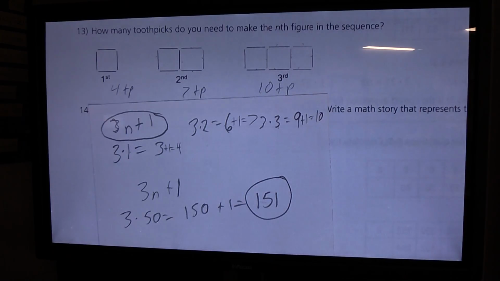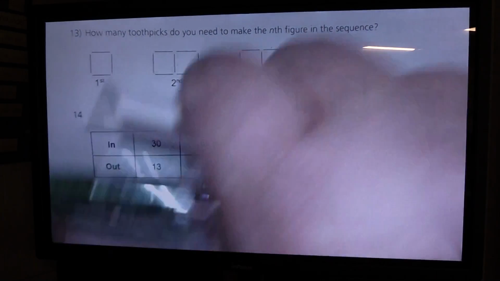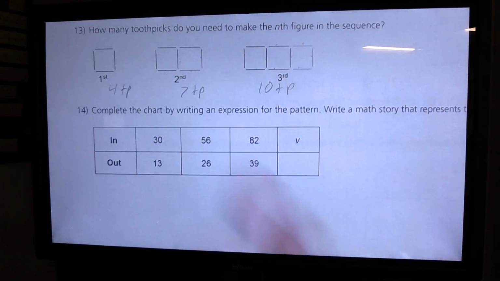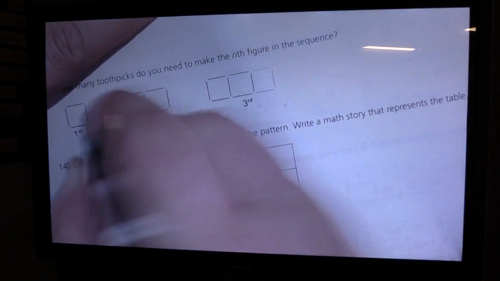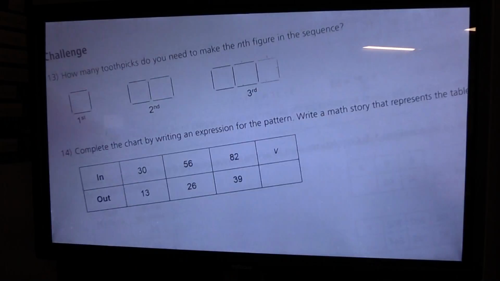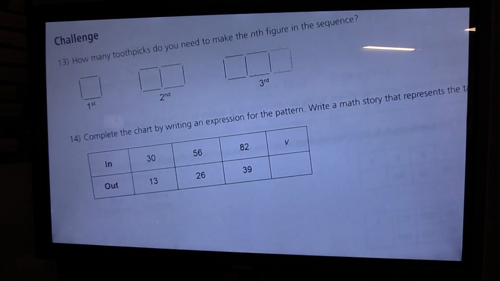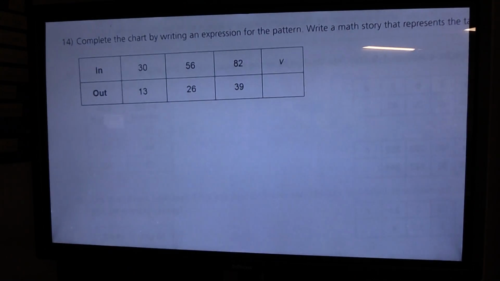Alright, so let's look at number 14. I had some kids who are struggling with 14, and we'll go ahead and work on that. I'm just going to erase this work that I put on my paper. That was a very fun one that we did a few minutes ago, where we found the pattern was 3n plus 1. Now let's look at number 14.